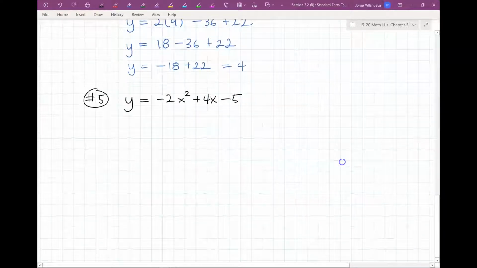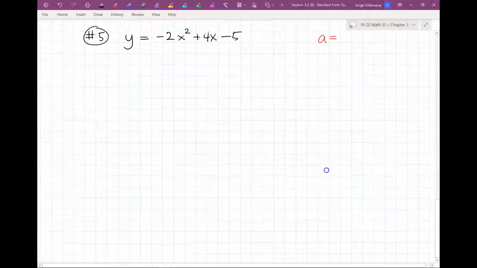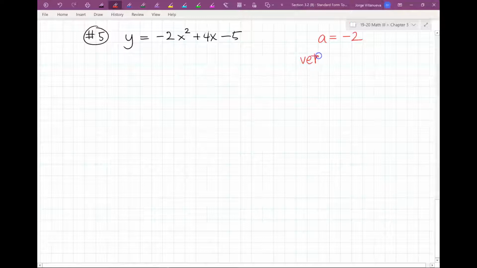All right, so again, we'll do the easy part. What's a for that equation? Negative 2. So it's going to be a point. All right. So I've got to figure out my x and y values.